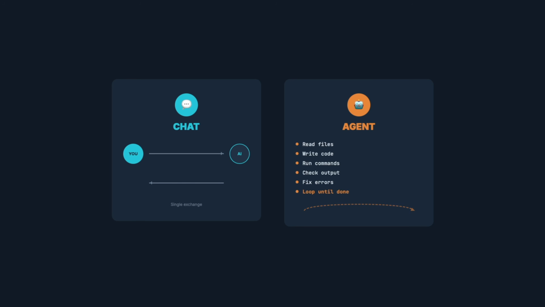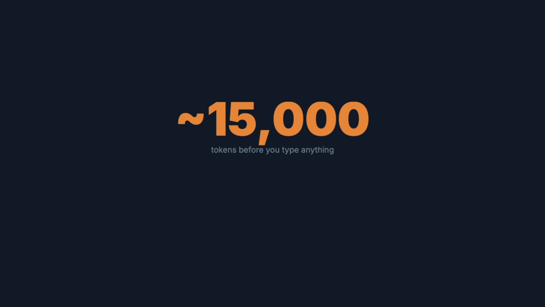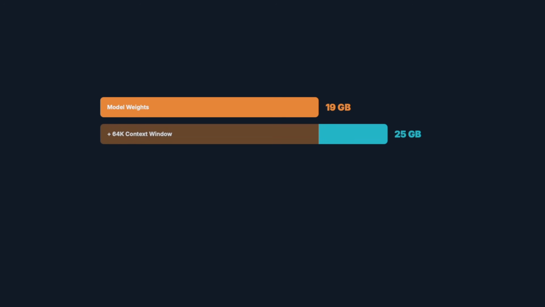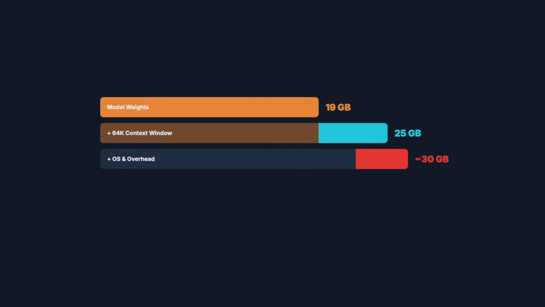So before you even type anything, Claude Code loads its system prompt and tool definitions. That is about 15,000 tokens just to get started. Here is the math. The model we are using today, Qwen 3 coder, is a 19 GB download. That is just the model weights sitting in memory. But once you set the 64,000 token context window, the loaded model jumps to 25 GB. I tested 16K and 32K context length, and the AI just loops and hallucinates. 64K is the recommendation.